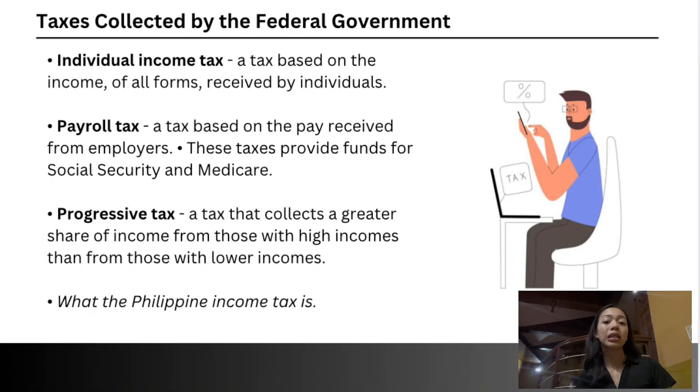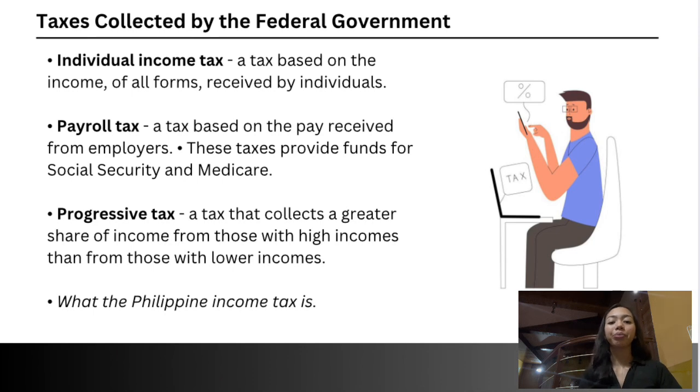Next are the taxes collected by the federal government. First is the individual income tax, a tax based on income of all forms received by individuals. Next is the payroll tax, a tax based on the pay received from employers. These taxes provide funds for social security and Medicare. And next is the progressive tax, a tax that collects a greater share of income from those with high incomes than from those with lower incomes.